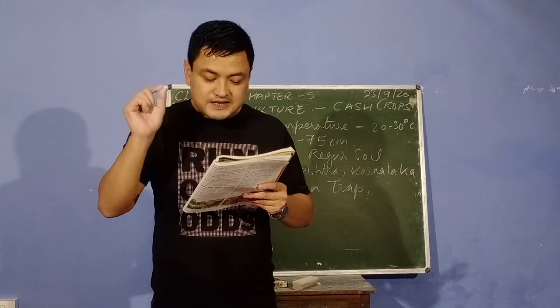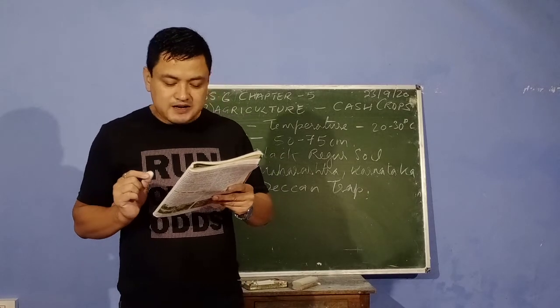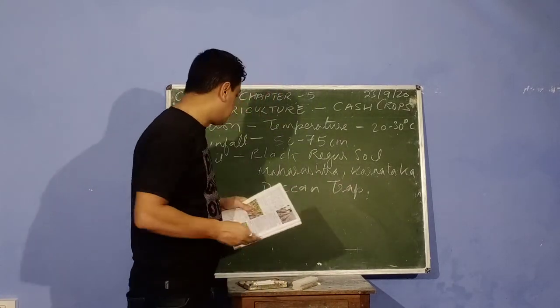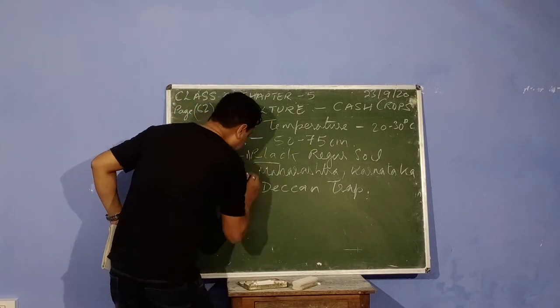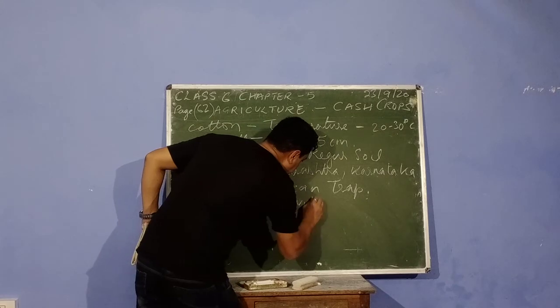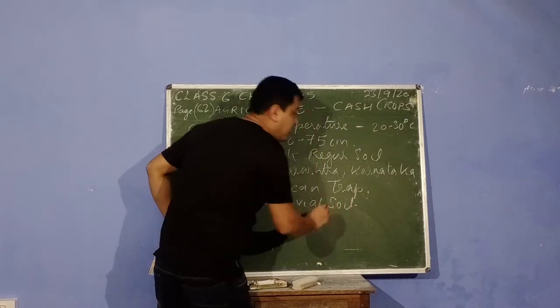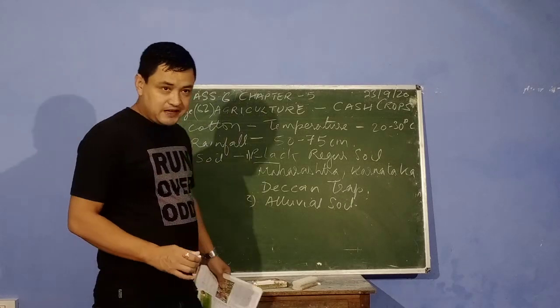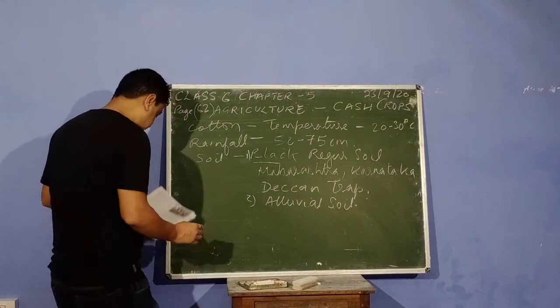So, better cotton grows on black regur soil but may also grow on alluvial soil. Now, alluvial soil is a fertile soil. So what kind of soil is needed? Number one, black soil. Number two, alluvial soil, A-L-L-U-V-I-A-L, which has been brought down by the rivers from the mountains and deposited in the floodplains or in the beds of the rivers.